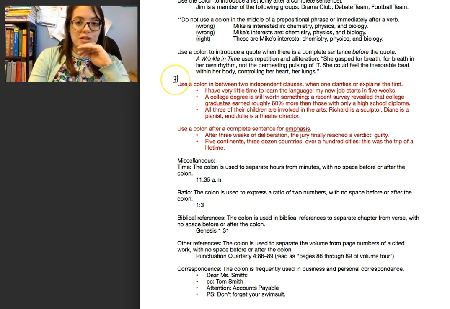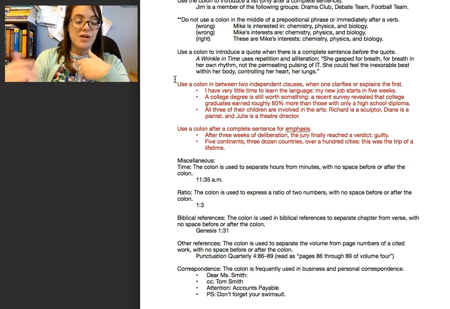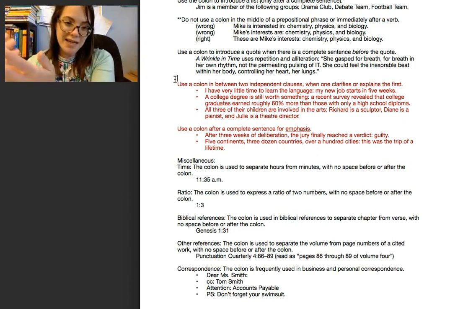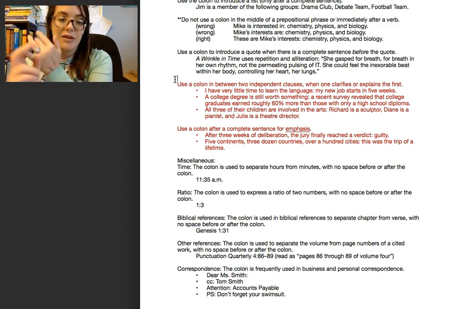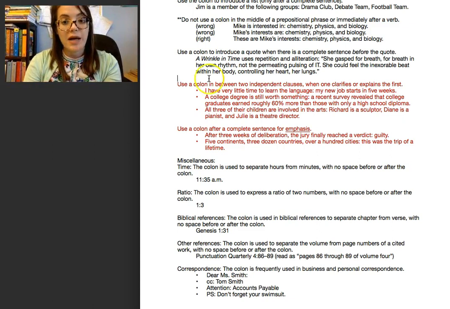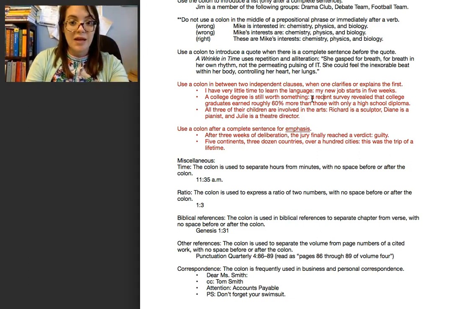So use a colon in between two independent clauses when one clarifies or explains the first. So if you have an independent clause, and then you give me a second independent clause that's explaining that first independent clause, clarifying something from it, you can put a colon in between them, okay? So, I have very little time to learn the language, colon, my new job starts in 5 weeks. So notice, this clause is explaining this clause, okay? A college degree is still worth something, colon. A recent survey revealed that college graduates earned roughly 60% more than those with only high school diplomas. Again, clarifying or explaining my first one.